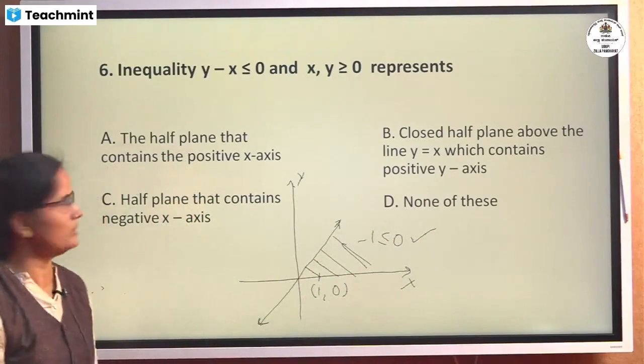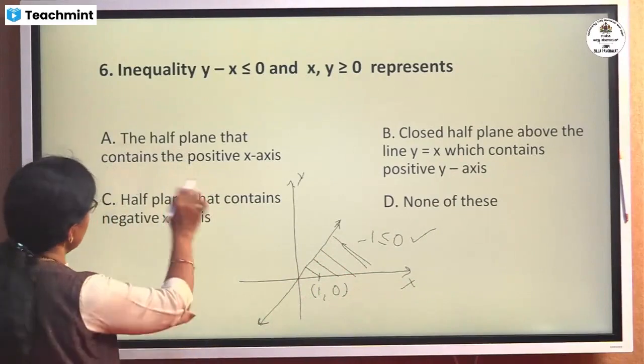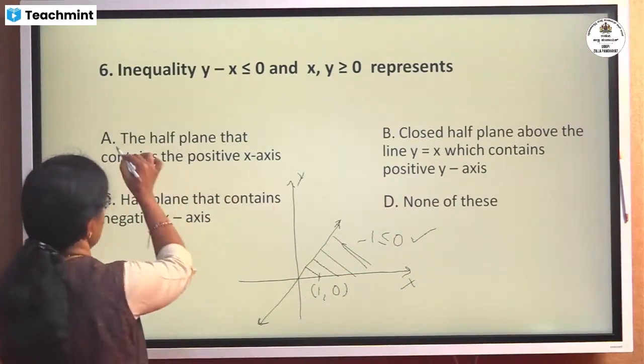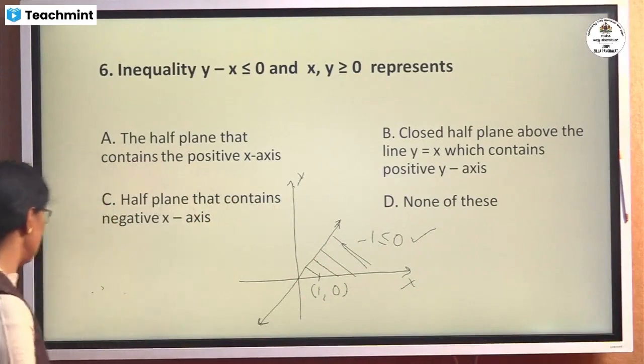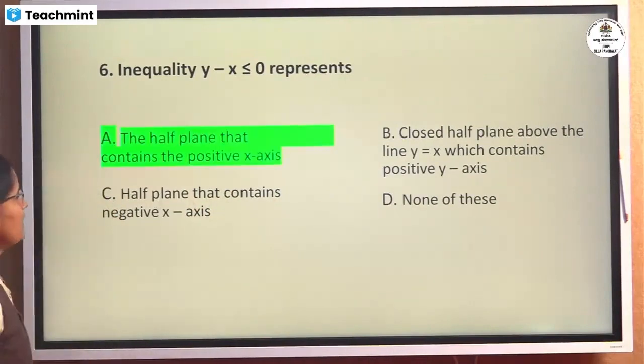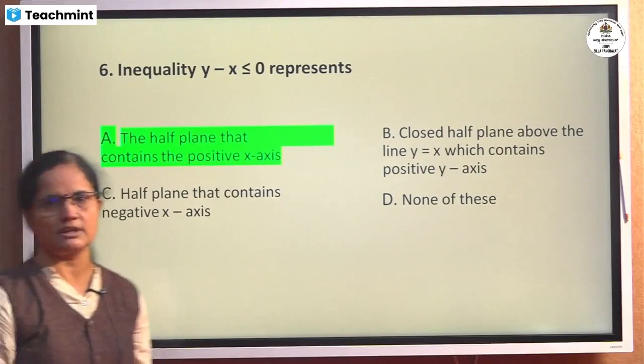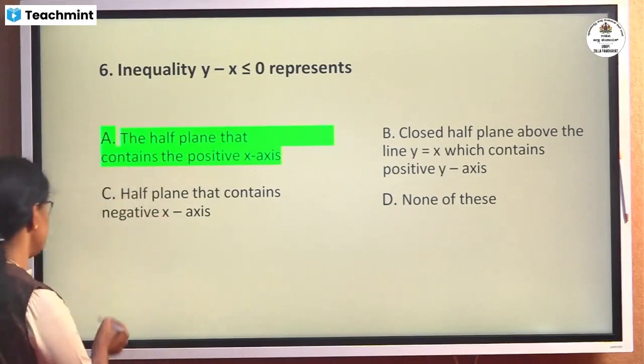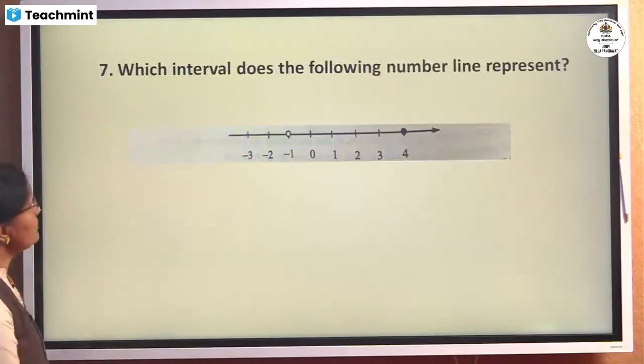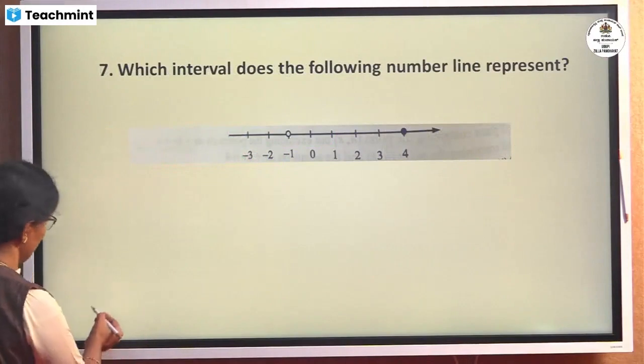Now read the option. What will be the option? The half plane that contains the positive x-axis. Yes, this one itself is the correct answer. First one itself is the correct answer, the half plane you will get. Okay, so let me go for the next one with options. Very easy question.